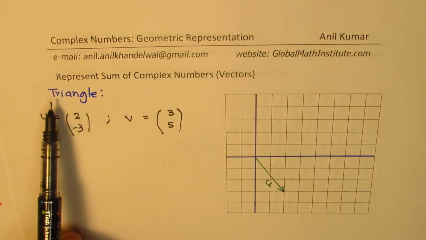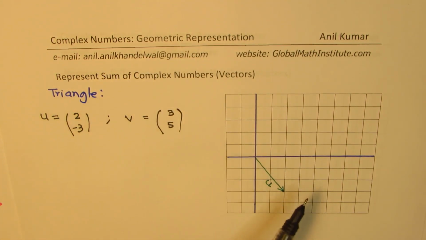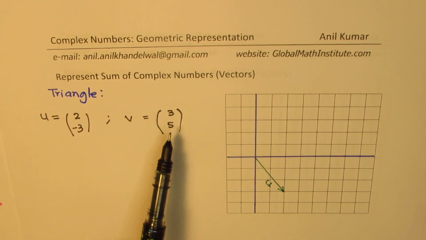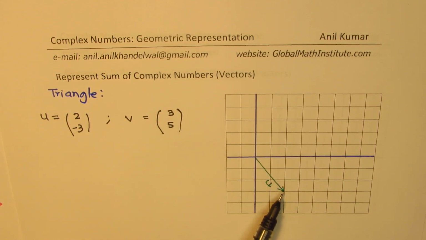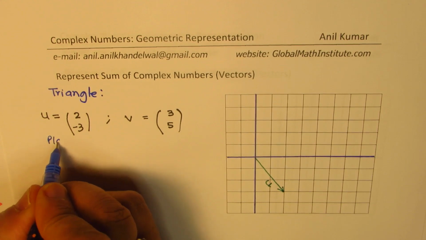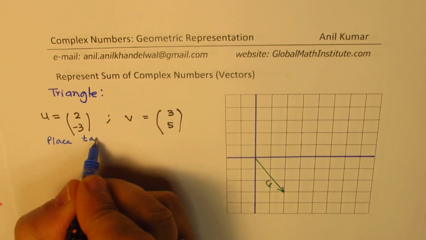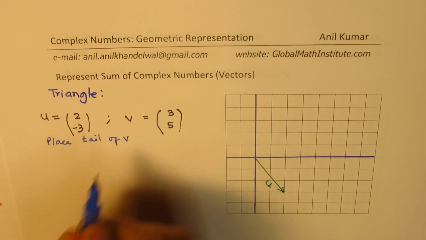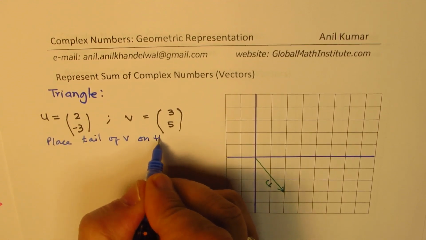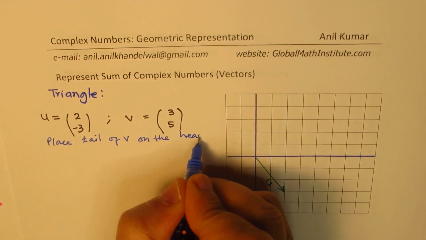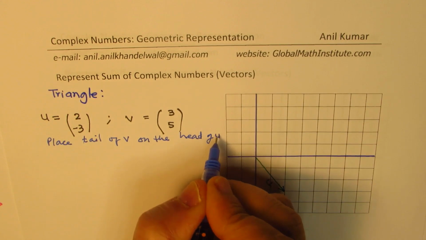So now, if you want to make a triangle and use the triangle to perform the addition, then the vector v is placed with its tail at the head of the u, right? So place the tail of vector v on the head of u. Perfect.